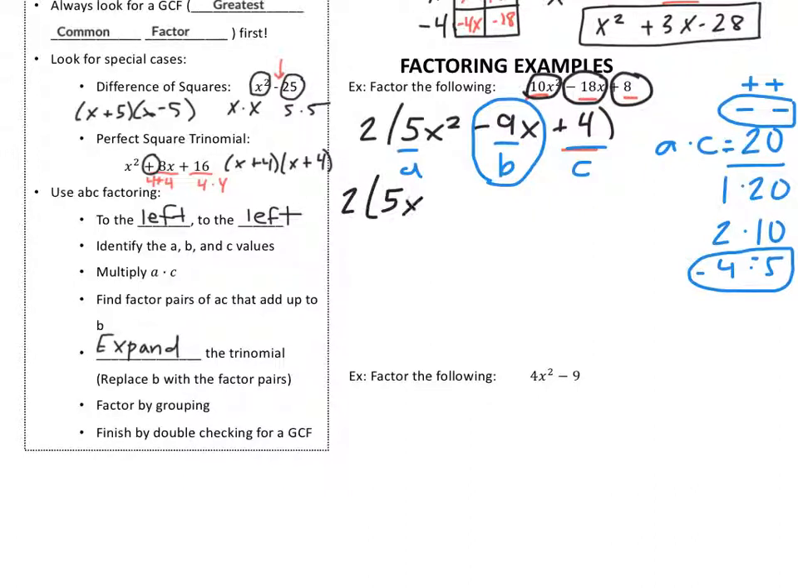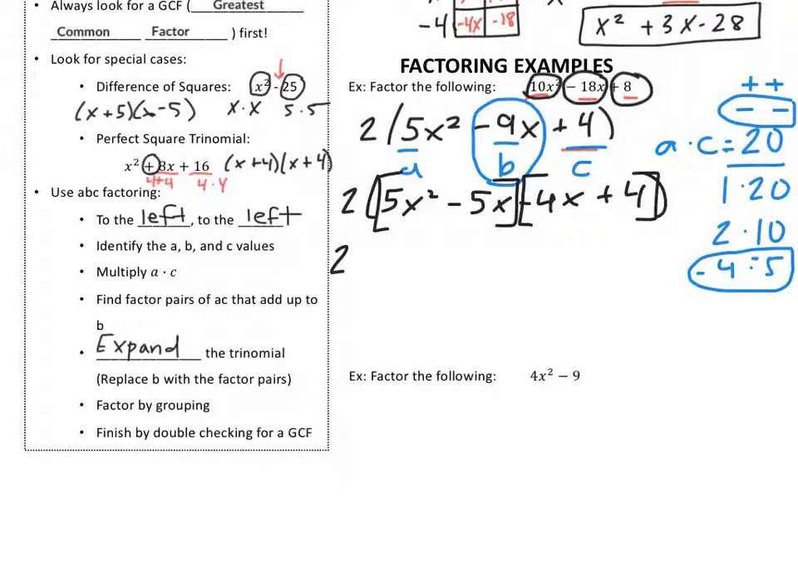Instead of writing minus 9x, we're going to write minus 5x minus 4x and expand that b term, because now we can do grouping. When you have 4 terms like this, you can use grouping. We're just going to keep that 2 outside there. It doesn't really matter at this point. We've already factored that out, so we're just going to keep bringing it down.